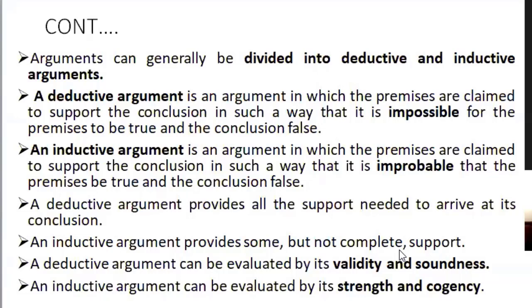On the other hand, an argument contains premises that are claimed to support the conclusion in such a way that it is improbable that the premises are true and the conclusion is false. What is different from the deductive argument here in the case of an inductive argument is that the relationship between the premises and the conclusion is not based on certainty or the impossibility of the premises being true and the conclusion being false. Rather, it is based on improbability.